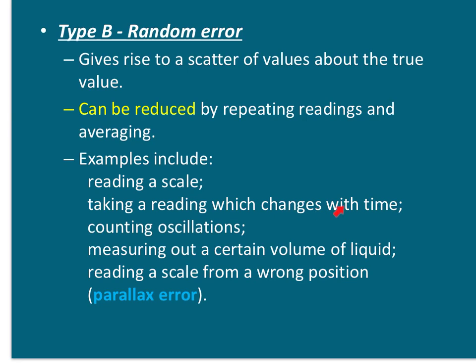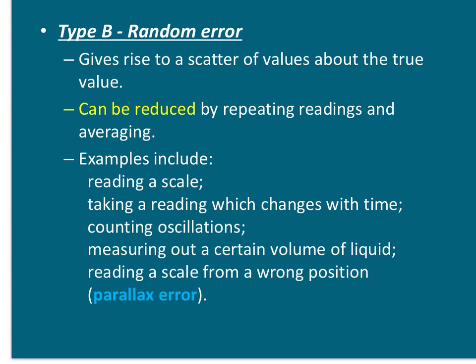A good example is taking a reading of a digital ammeter. The reading on it always fluctuates. The next example is counting oscillations, like counting the number of oscillations of a simple pendulum. The next one is measuring out a certain volume of liquid. For example, if you want to measure out 100 ml of water using a measuring cylinder, if you do that 5 times, each time will have a slightly different volume.